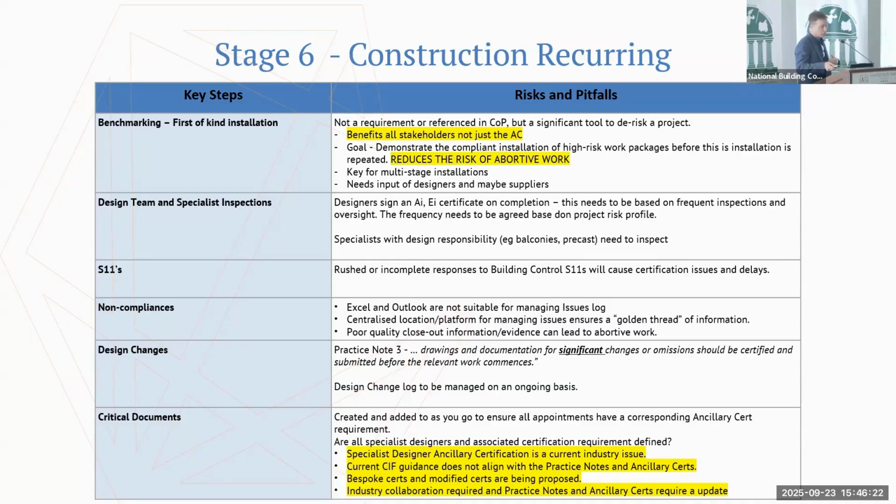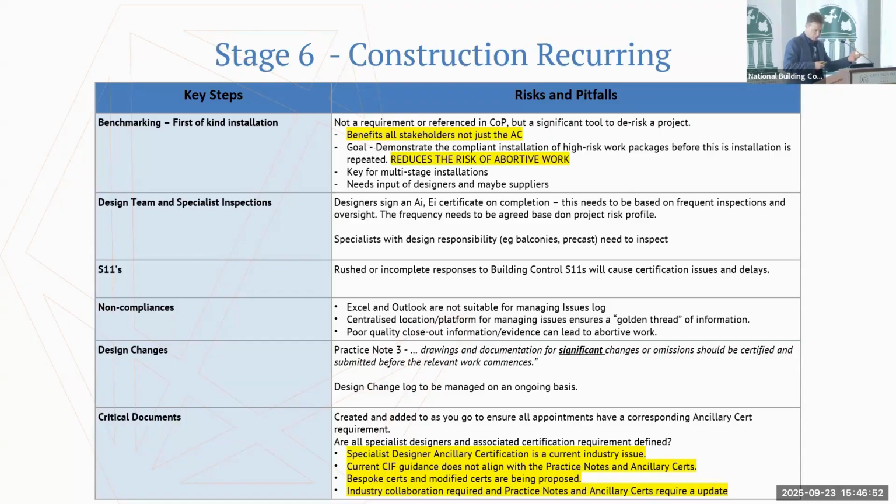If you spot a problem after they've installed that 50 times and you say, actually, I've got a problem here, this isn't installed correctly, you arrange for a benchmark to be created by the contractor, attended by the relevant design discipline, any specialists or suppliers. You look at the installation, you make your comments, you make any changes, and then from that point on, you have a benchmark record that you can rinse and repeat.